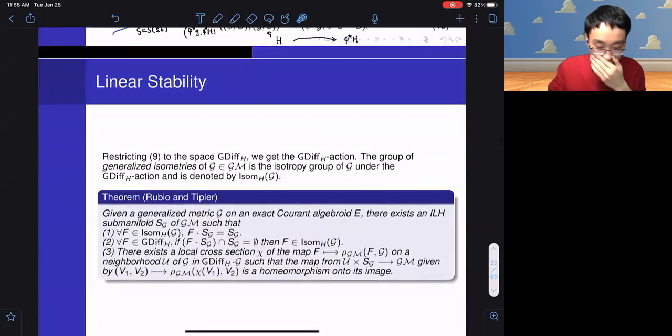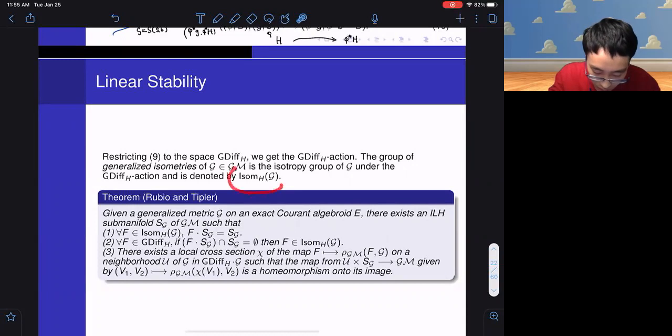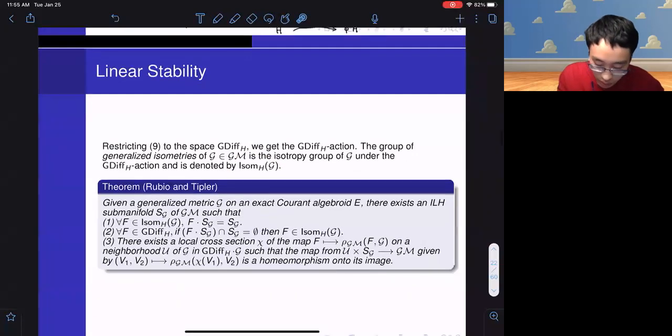Okay, so let me mention their result. If you take the isotropic group to be this one with respect to the G-diff action, then the result is that if you fix a generalized metric, we can find an ILH submanifold of G, G_M, such that these three conditions are satisfied.